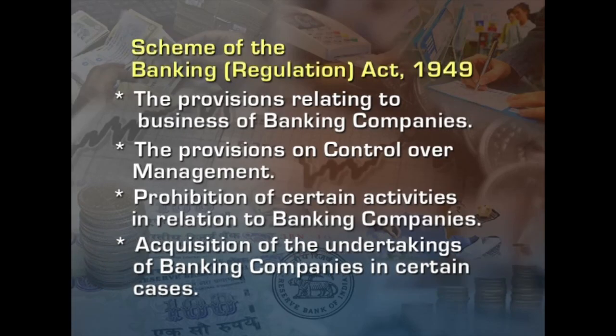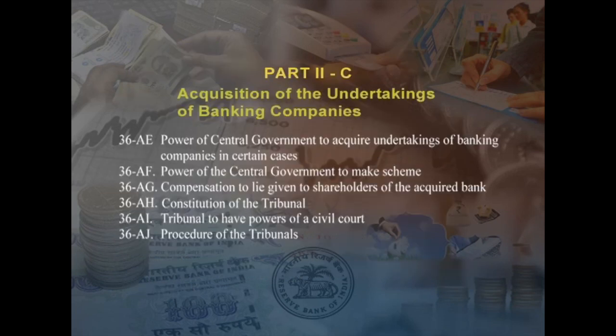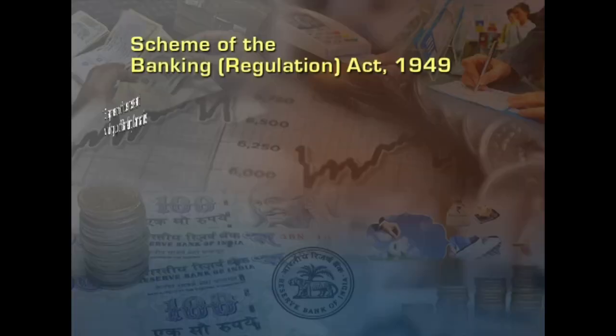Acquisition of the undertakings of banking companies in certain cases. Sections 36AE to AJ under Part 2C of the Act contain the provisions for the acquisition of the banking companies by central government and the related issues like the power of the central government to make schemes, compensation payable to the shareholders, constitution of tribunal for the purpose of this part, and dispute resolution and other issues related thereon.